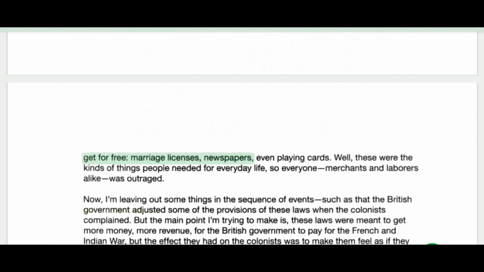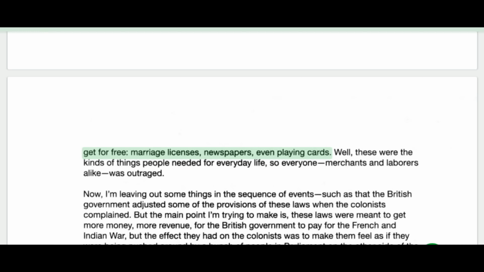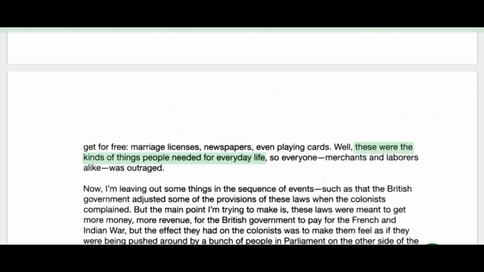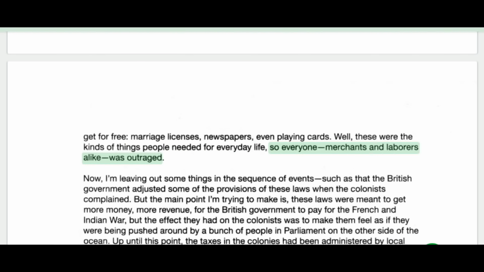Marriage licenses, newspapers, even playing cards. Well, these were the kinds of things people needed for everyday life, so everyone, merchants and laborers alike, was outraged.